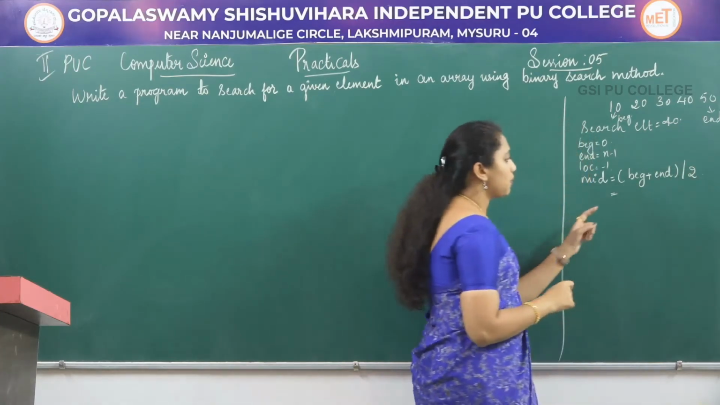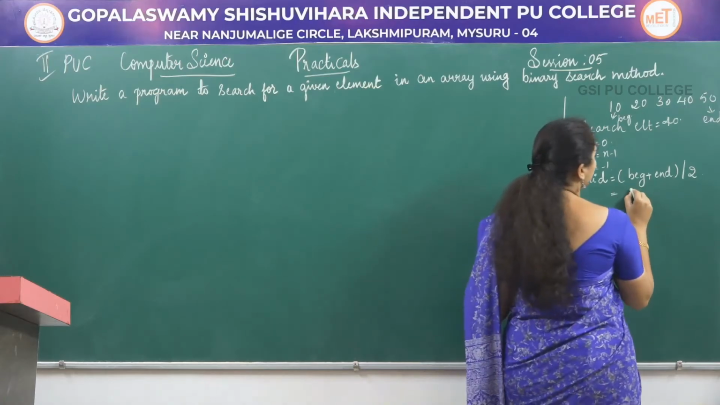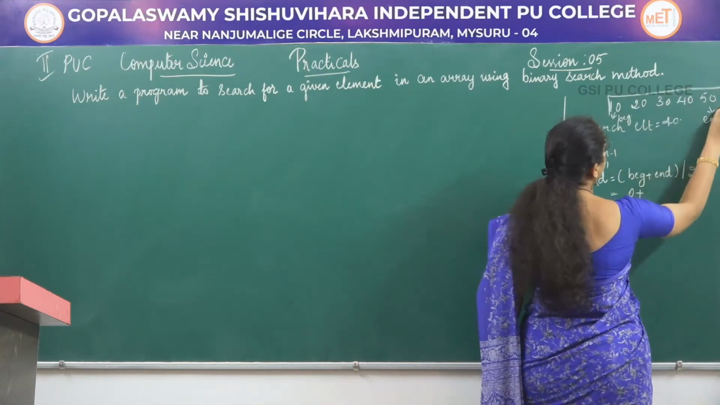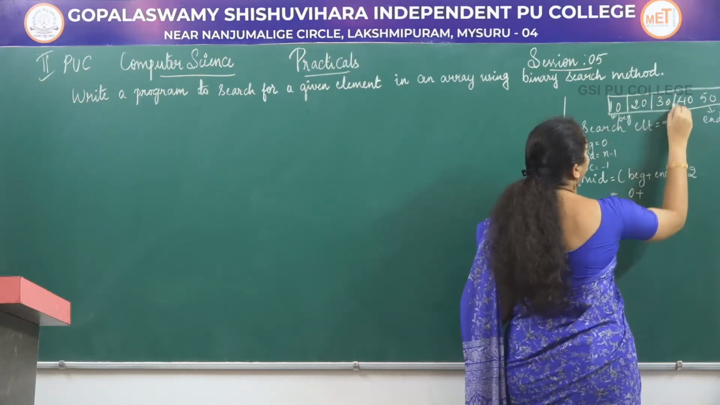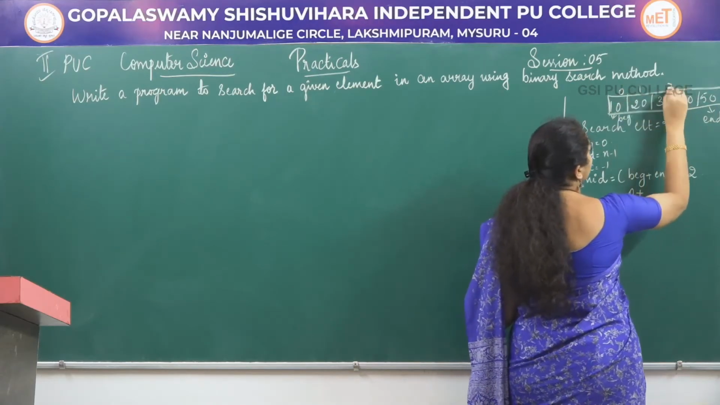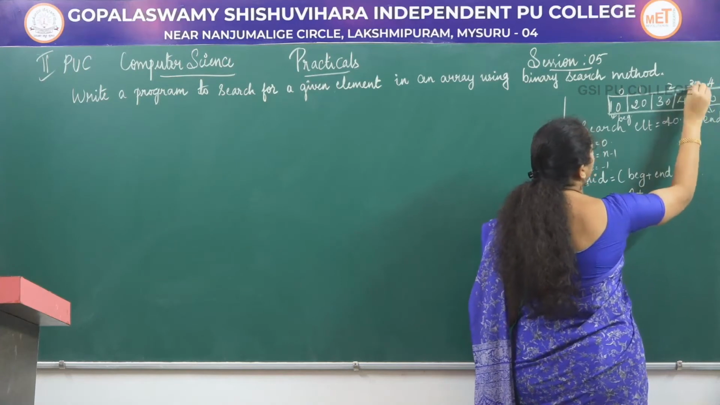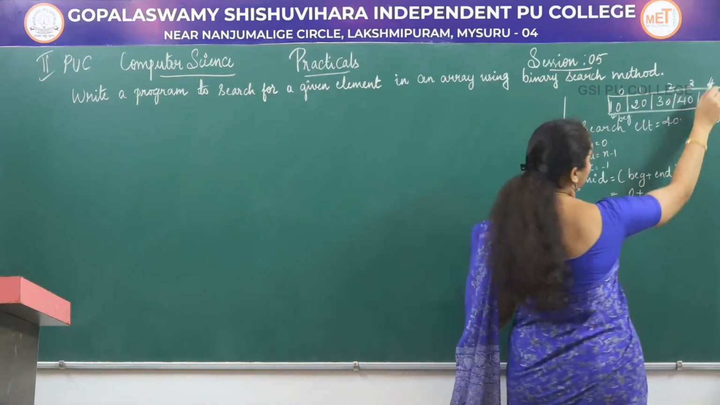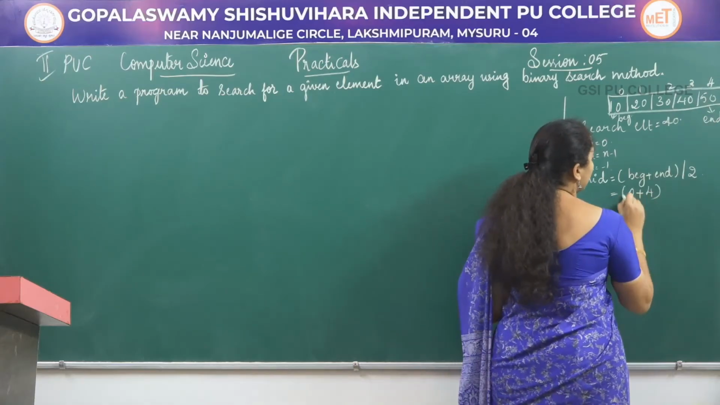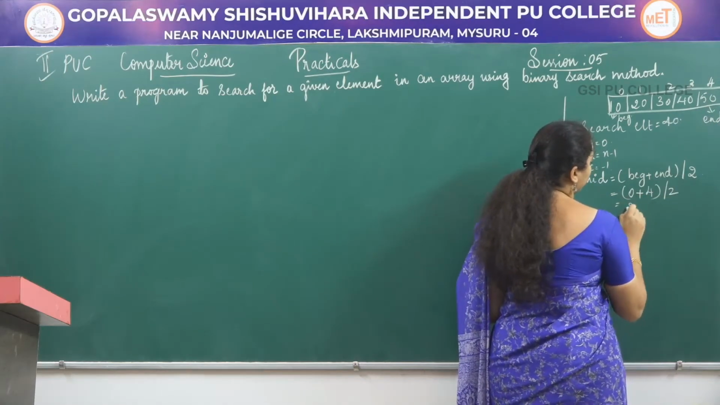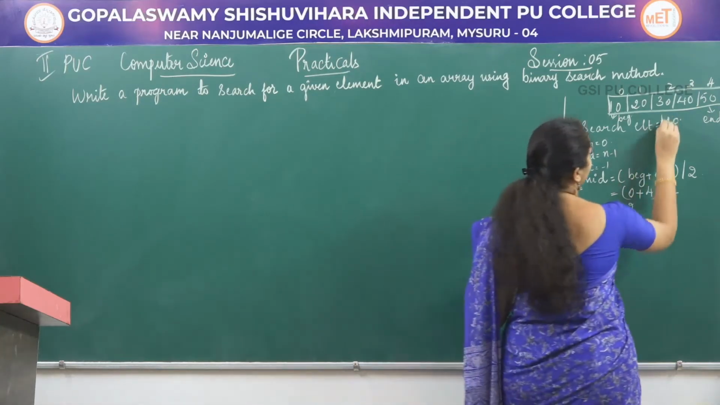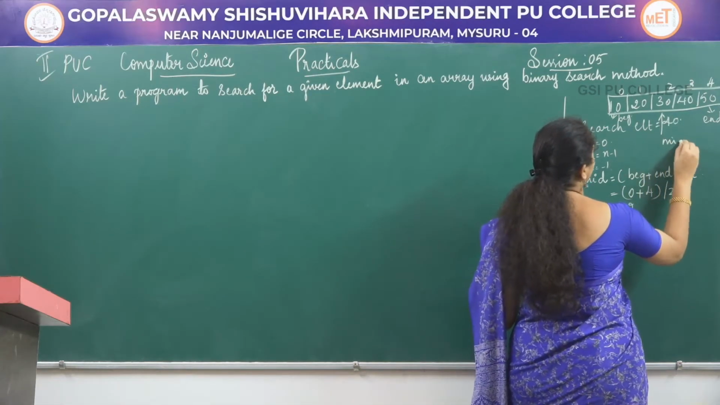What is the beginning position here? It's nothing but 0 plus end. So here it is stored in an array. These are the indices. What is the end position value? The end position value is 4, so 4 divided by 2. So 2 is the middle position.